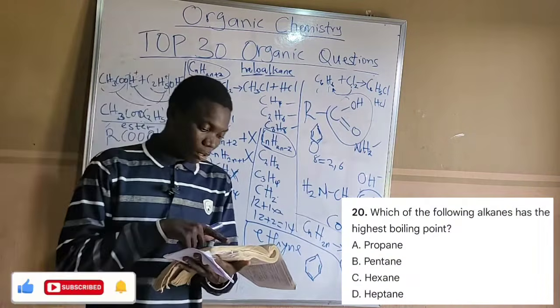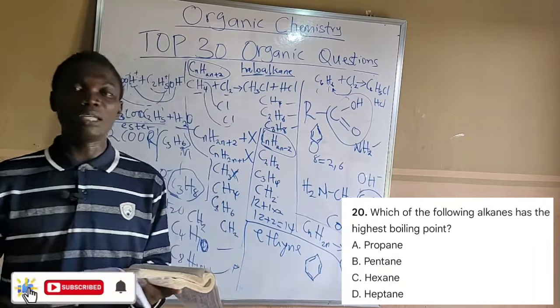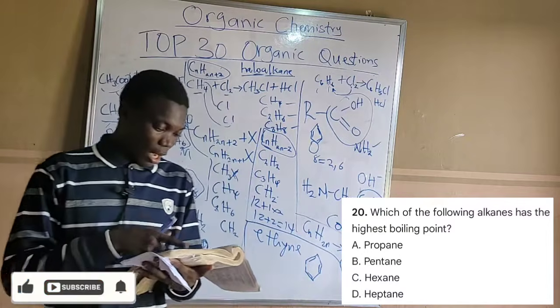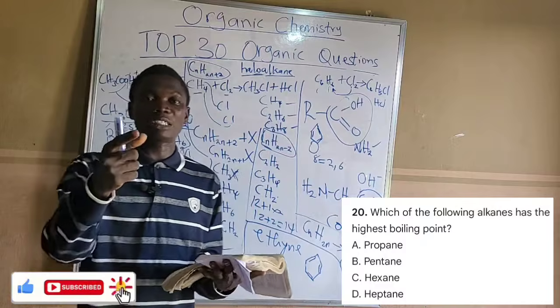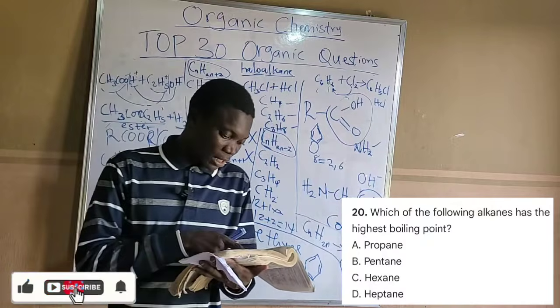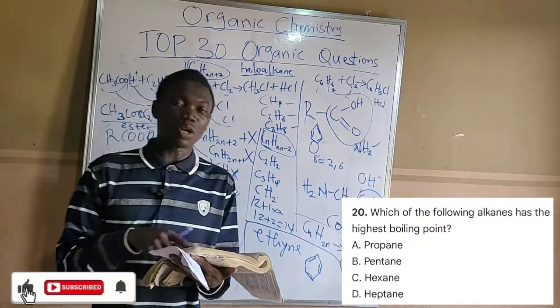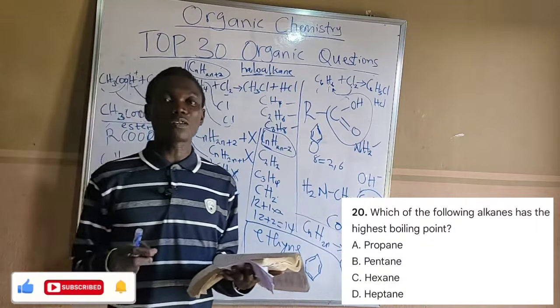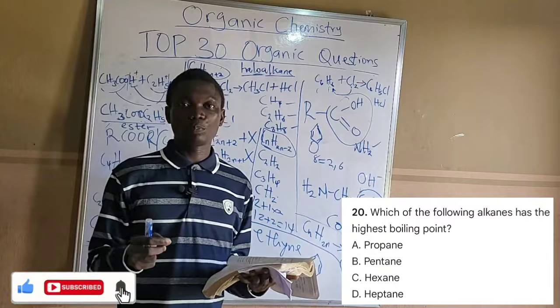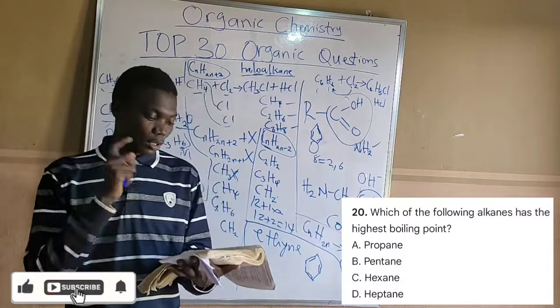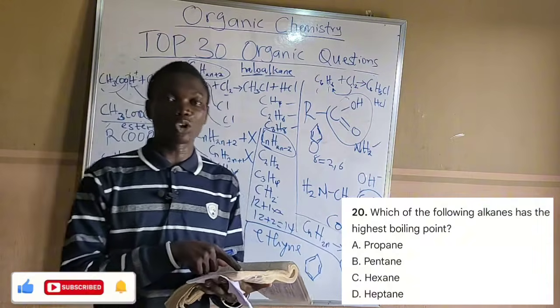For the first one, propane, that is when your n is equal to 3. And B, pentane, when n is equal to 5. Option C, hexane, is when n is equal to 6. And option D, heptane, is when n is equal to 7. So it has the highest boiling point. Heptane, option D, is the correct answer.